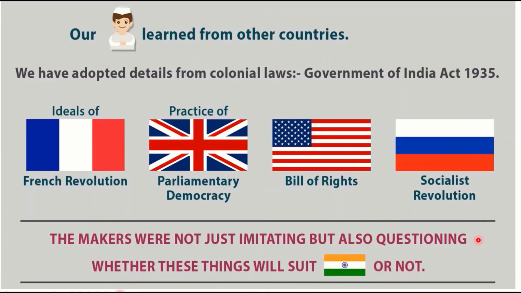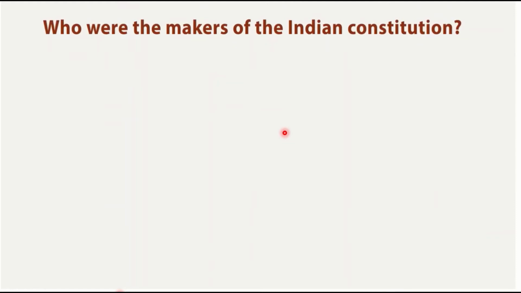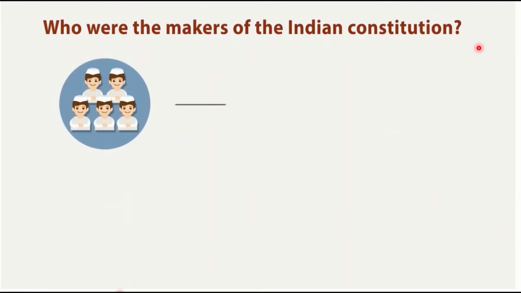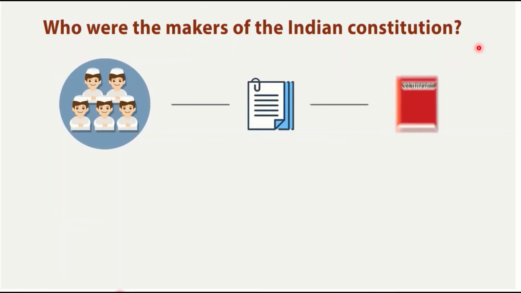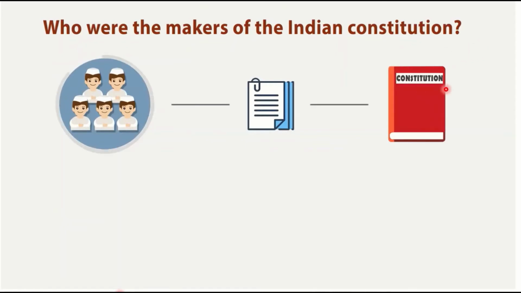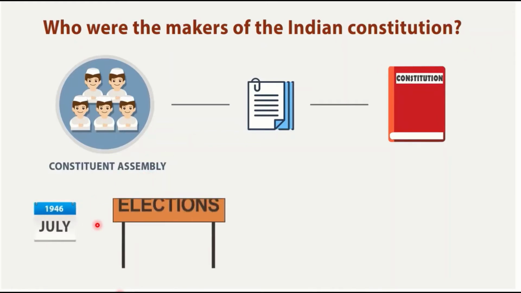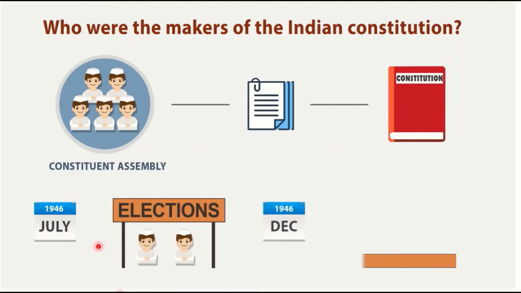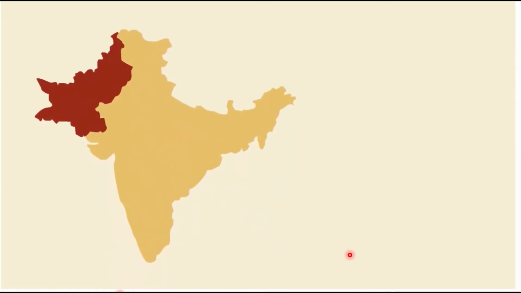Now, the important thing to know is, who were the makers of the Indian Constitution? A group or assembly of elected representatives. This assembly of elected representatives was known as the Constitutional Assembly or Constituent Assembly. In July 1946, elections to the Constituent Assembly were held. In the same year, in December, after 5 months, the first meeting was held.